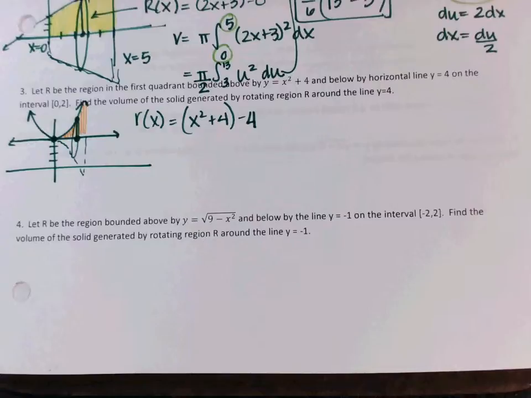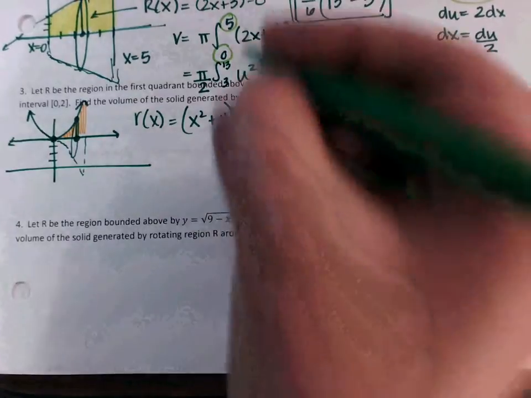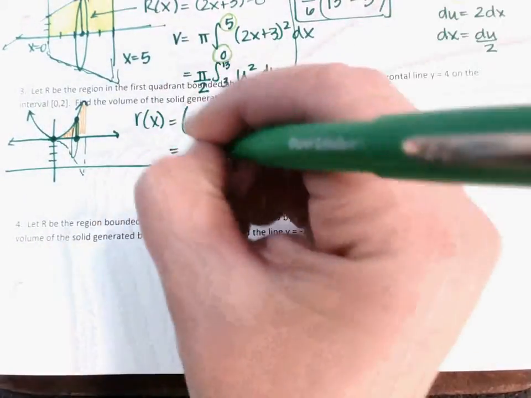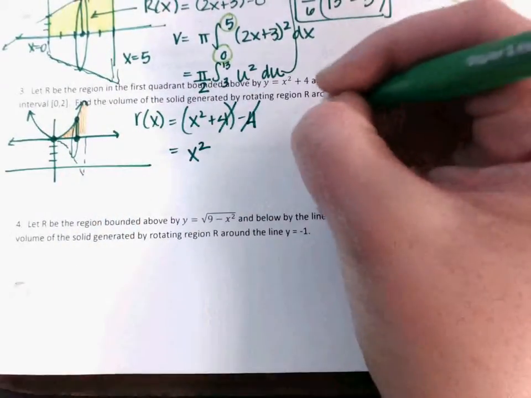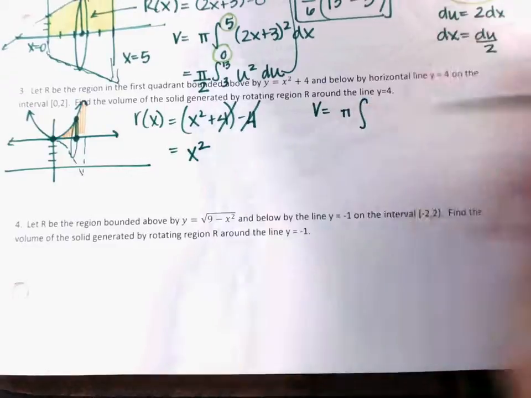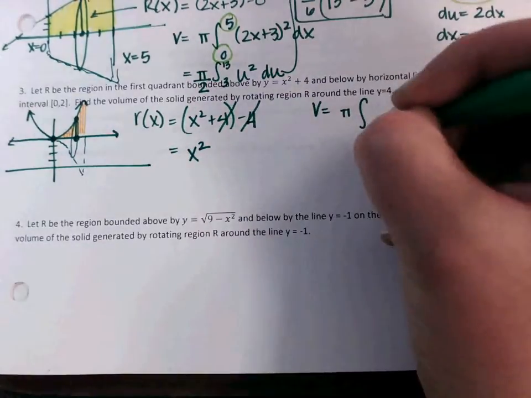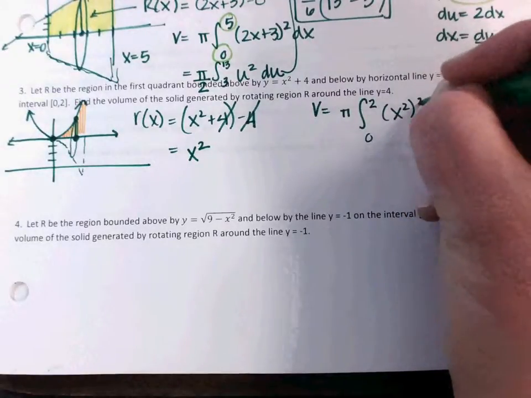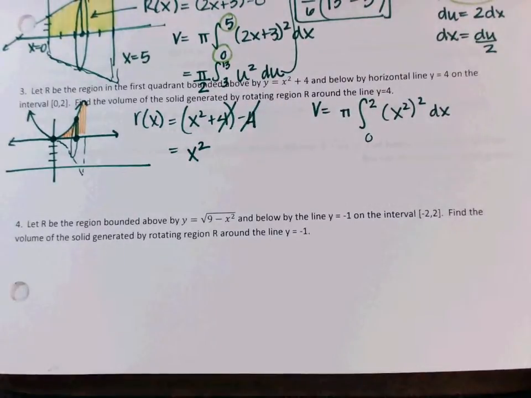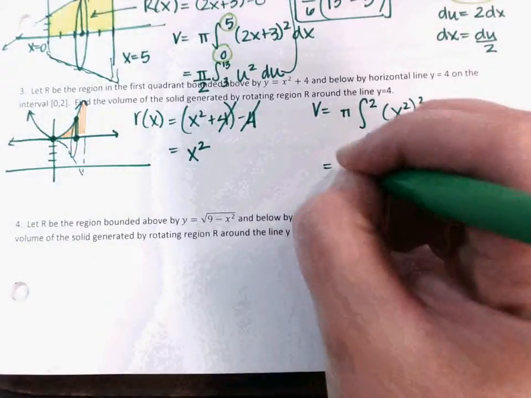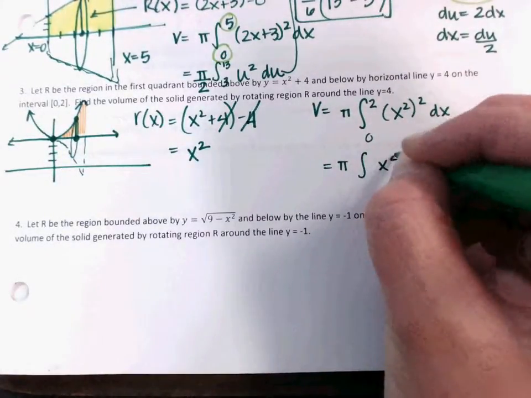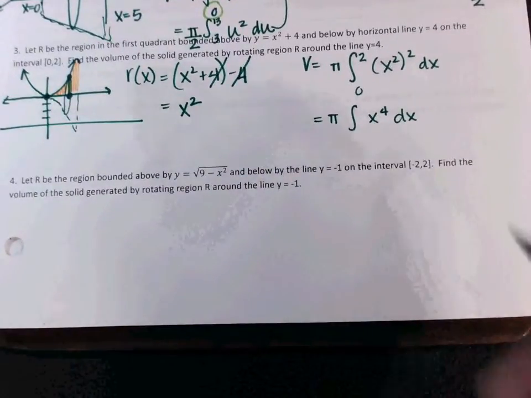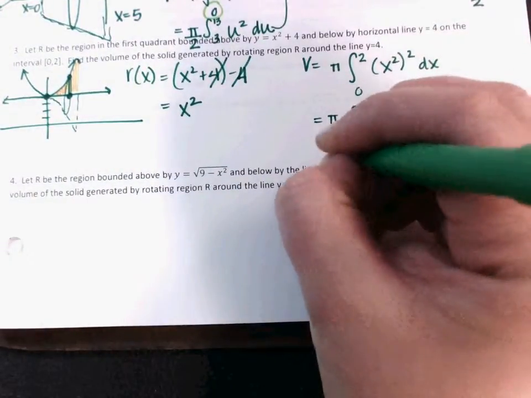And what's going to happen with the plus 4 and the minus 4? So really it's just an x squared. Then from there, volume equals pi integral, where to where? 0 to 2. And then my function is x squared, squared, dx, which can be simplified to what? x to the 4th. And what's the antiderivative of x to the 4th? So I'm going to put pi fifths x to the 5th.